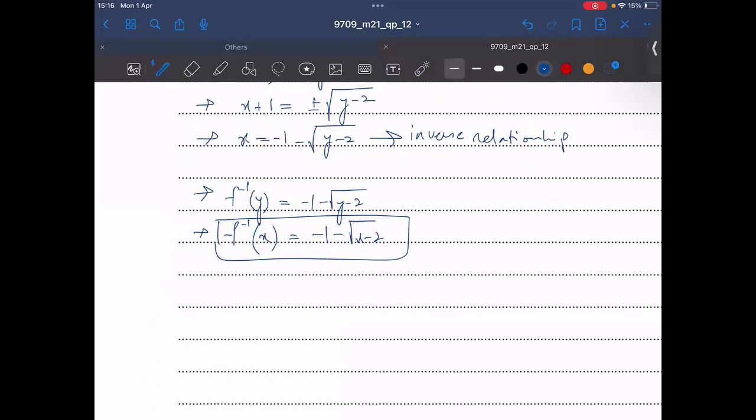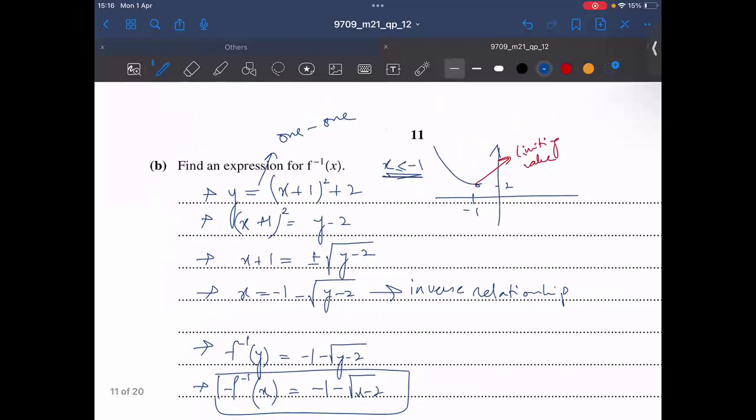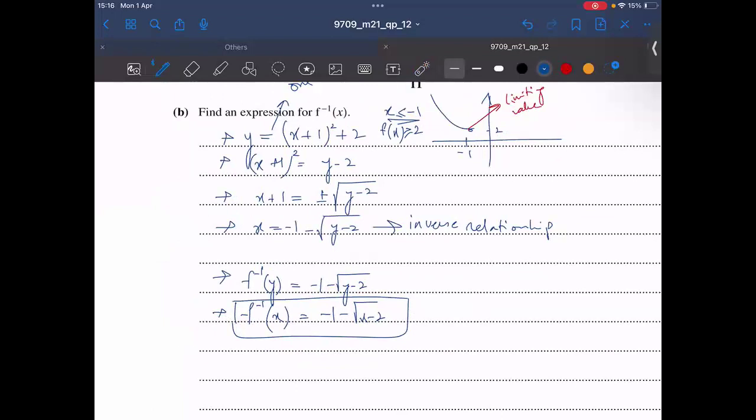All right, look, the domain for f of x is what? Less than or equal to minus 1. What is the range of f of x for this domain? That is greater than or equal to 2. Now for f inverse of x, it's going to switch. So the domain for f inverse of x is going to become greater than or equal to 2, and the range of f inverse of x is going to be less than or equal to minus 1. Although it has not been asked, that's what I just want to tell you, people.